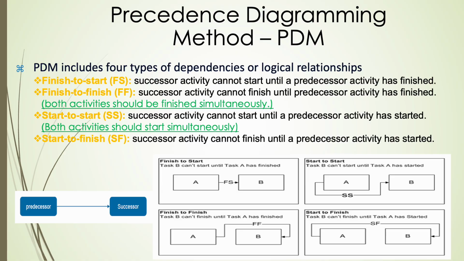Lastly, start to finish is the least common, where a successor activity cannot finish until the predecessor has started. These logical relationships help project managers sequence activities effectively and predict project timelines more accurately. Graphical diagrams, like the ones shared, provide clear visualizations showing how tasks are interlinked, whether through a dependency on starting, finishing, or a combination. Understanding these dependencies is essential for developing efficient schedules, minimizing delays, and ensuring smooth workflow transitions across various phases of the project.